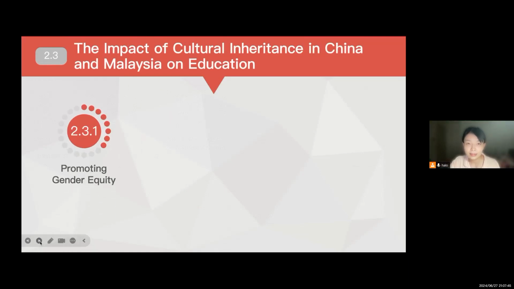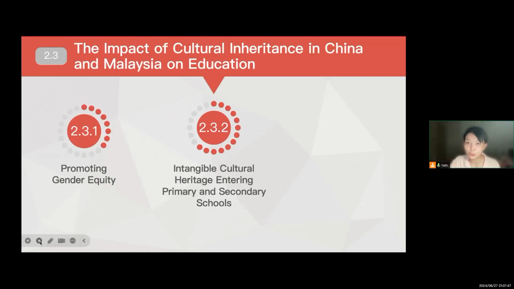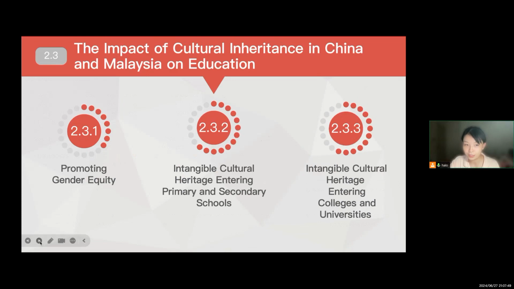Okay, third, that is the impact of cultural heritage in China and Malaysia on education. It's divided into three aspects. That is protecting gender equality, intangible cultural heritage entering primary and secondary schools, and intangible cultural heritage entering colleges and universities.